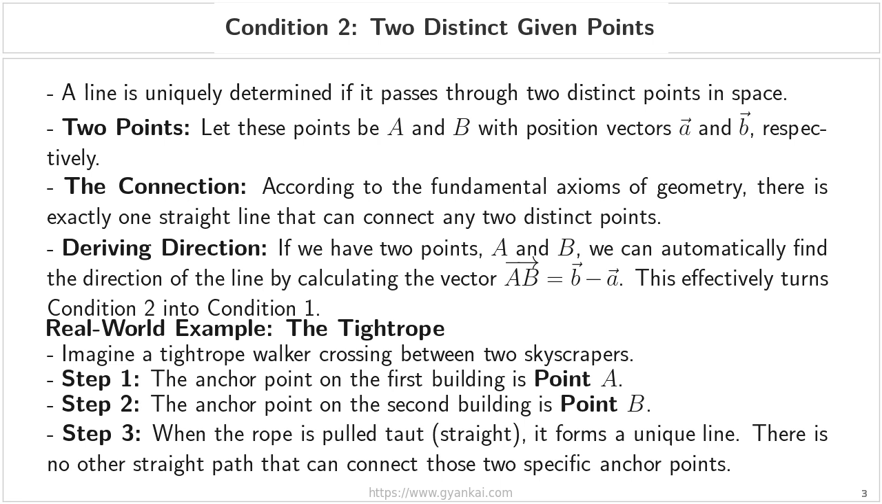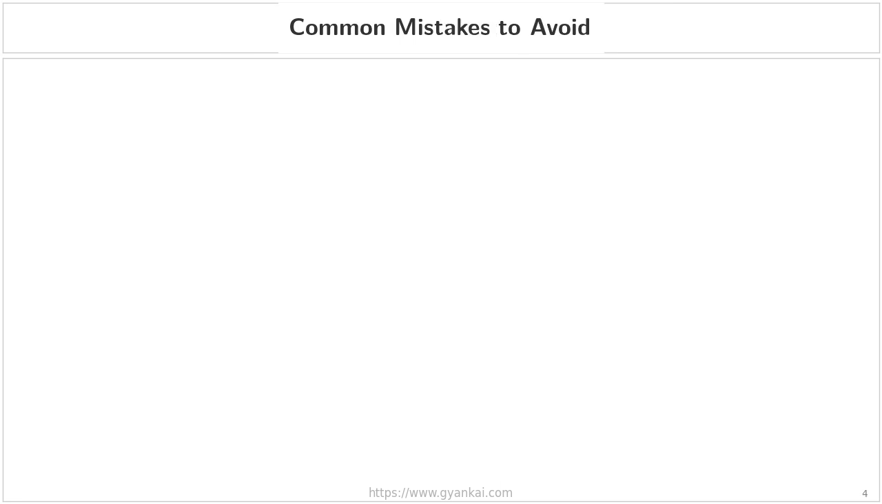Now that we have explored how a point and a direction can define a line, let's move on to our second condition. In the next slide, we will look at some common pitfalls to avoid when applying these two conditions. Common mistakes to avoid.